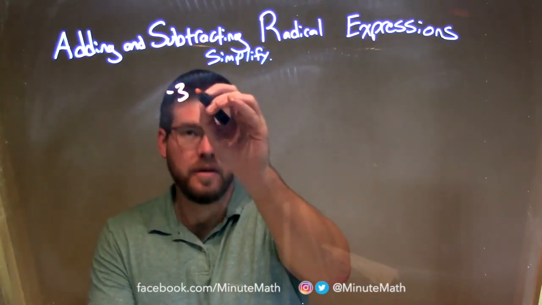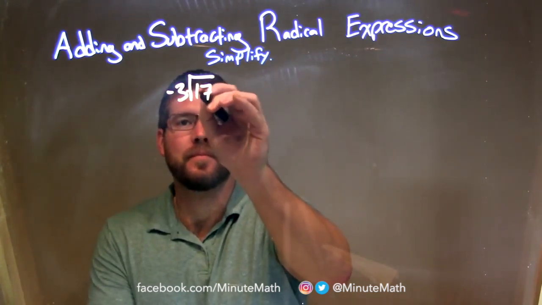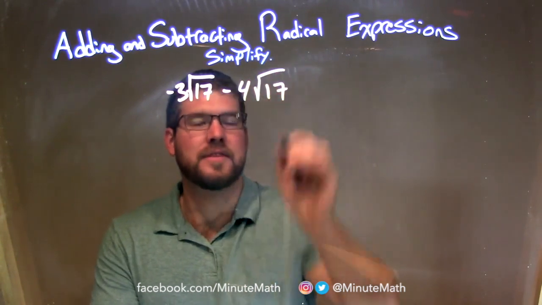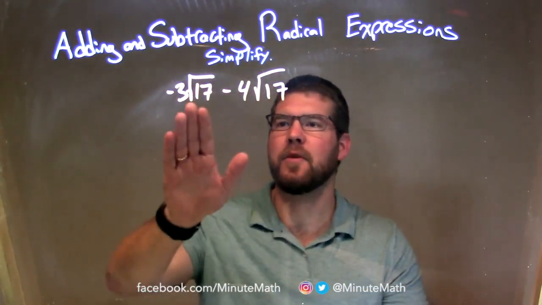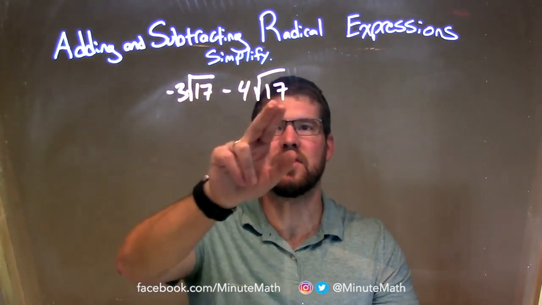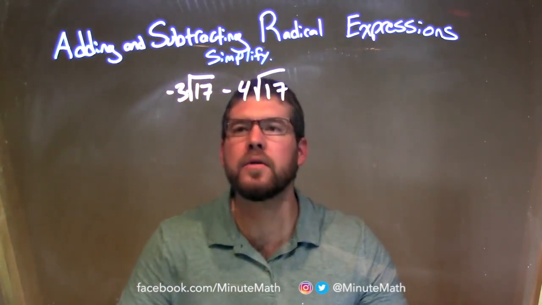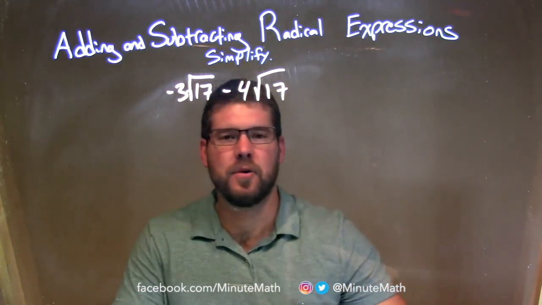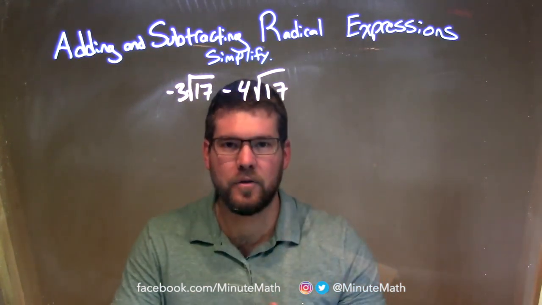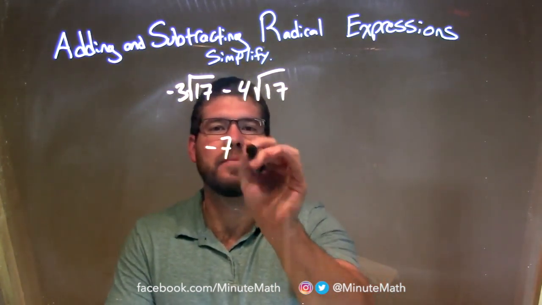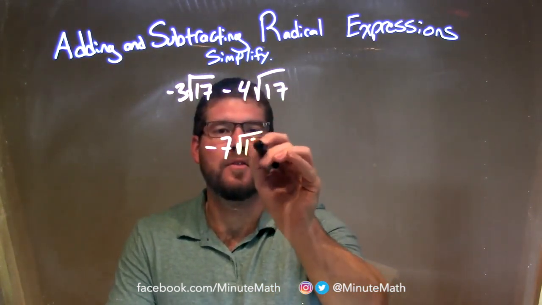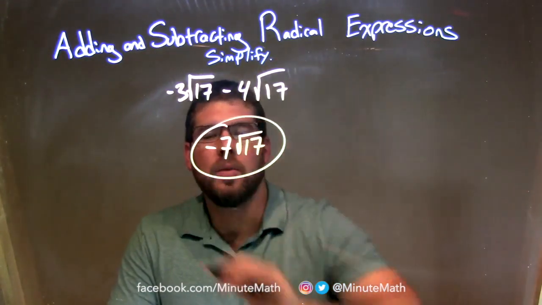Negative 3 times the square root of 17 minus 4 times the square root of 17. Well, since we have a number times the square root, and that square root is the same for both of these, both parts there, we can look at the number in front of the square root. The negative 3 minus the 4. Well, what's negative 3 minus a 4? Negative 7. And then we just multiply that by the same square root that was for both of them, square root of 17. And that's it. Pretty quick, pretty easy, and that's our final answer.